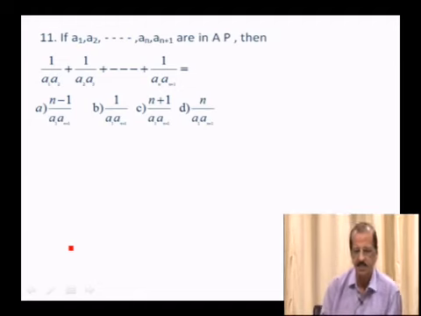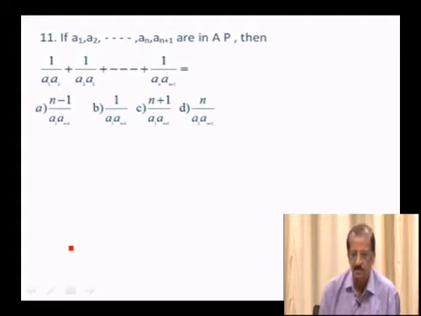So let us go to the next question, the 11th one. If a1, a2, ..., an plus 1 are in AP, then 1 over a1 a2 plus 1 over a2 a3 plus ... plus 1 over an an plus 1 is equal to. First option is n minus 1 over a1 into an plus 1. Second option B is 1 over a1 into an plus 1. Third option is n plus 1 over a1 into an plus 1. Fourth option is n over a1 into an plus 1.